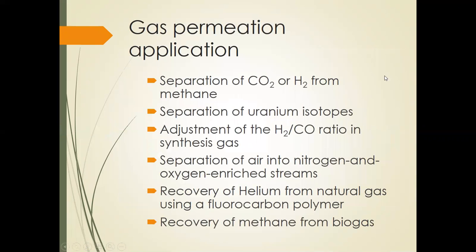So that's how gas permeation works in the case of the removal of CO2 from a gas stream. It's just like you're separating a gas mixture and a component is allowed to permeate through the membrane, whereas the other one is not. So you are separating the components of your gas mixture by means of gas permeation. Now, these are the applications of gas permeation: separation of CO2 or hydrogen from methane, the separation of uranium isotopes, adjustment of the H2 to carbon monoxide ratio in a synthesis gas, the separation of air into nitrogen and oxygen enriched streams, the recovery of helium from natural gas using a fluorocarbon polymer, and the recovery of methane from biogas. But these are just some of the many applications of gas permeation.